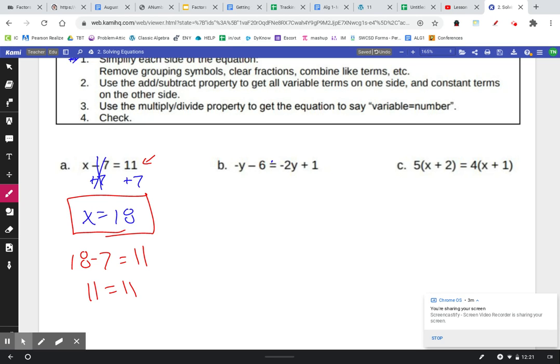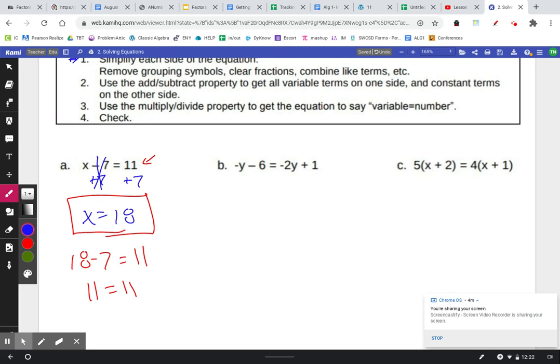So there's nothing I can simplify on the left because y and 6 are not like terms, right? One's a constant, one's a variable. And there's nothing that I can simplify on the right because negative 2y and 1 are also not like terms. So I can't actually add those. It says to add them, but I can't. They're not like terms. So I need to start moving variables onto one side of the equation. I have negative 1y here, and I have negative 2y on the right.